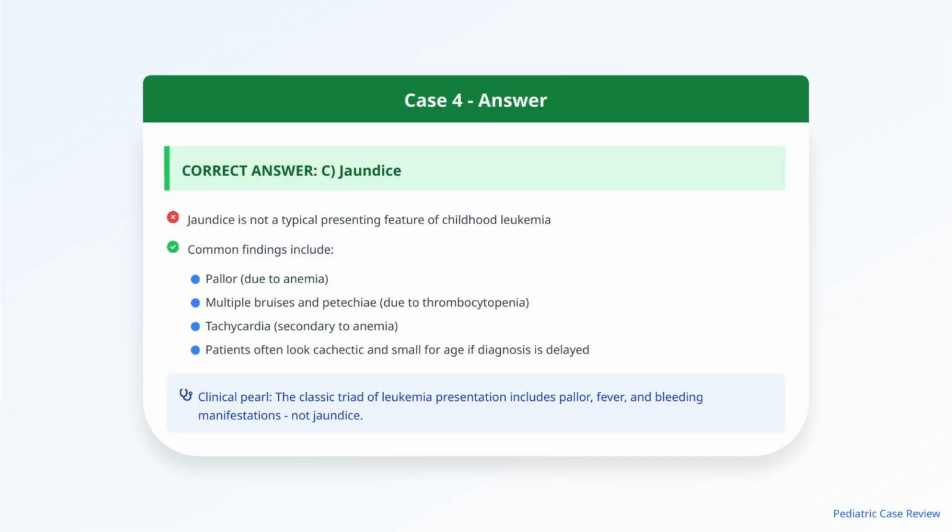Jaundice is not a typical presenting feature of childhood leukemia. According to the clinical information provided, children with leukemia typically present with pallor due to anemia, but without jaundice. Multiple bruises are common due to thrombocytopenia, which causes increased bleeding tendency. Tachycardia is frequently observed as a physiologic response to anemia. Additionally, patients often appear cachectic and small for age if the diagnosis has been delayed. The typical presentation includes a combination of symptoms resulting from bone marrow failure: anemia causing fatigue and pallor, thrombocytopenia leading to bruising and bleeding, and neutropenia resulting in infections and fever.